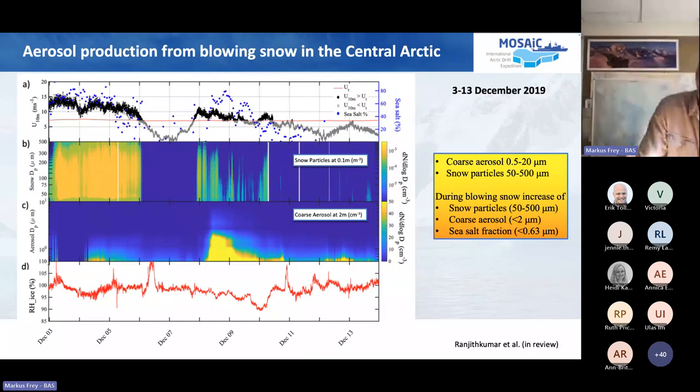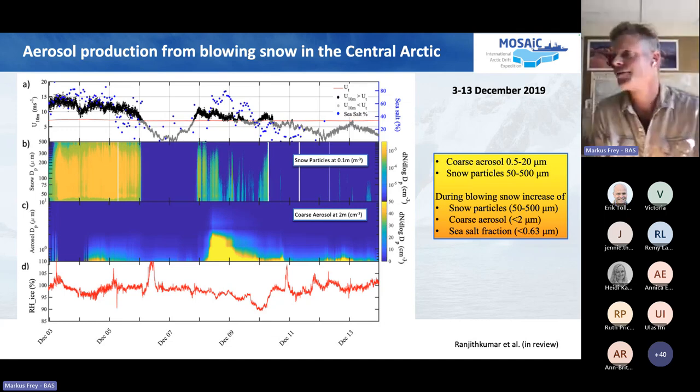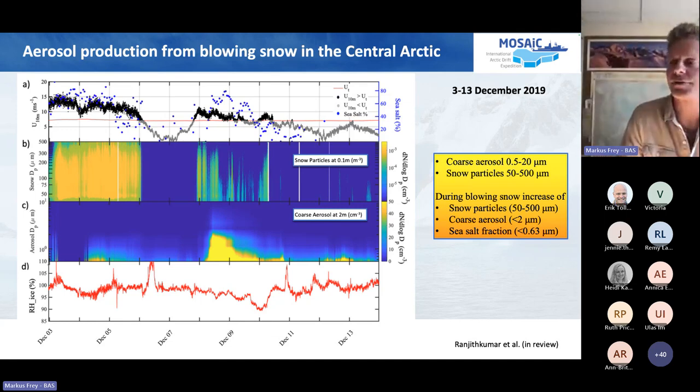Here an example from the first half of December in 2019. Panel A shows you the wind speed; as soon as it crosses a drift threshold, you have it in black symbols. You have then in panel B immediately lofting snow particles, fairly large particles, 50 to 500 micron during these two events. And in panel C, in the size range of 0.5 to 20 micron, coarse aerosol also increases, one weaker and one stronger. During those periods, the relative humidity above ice is also below 100%, inducing sublimation.